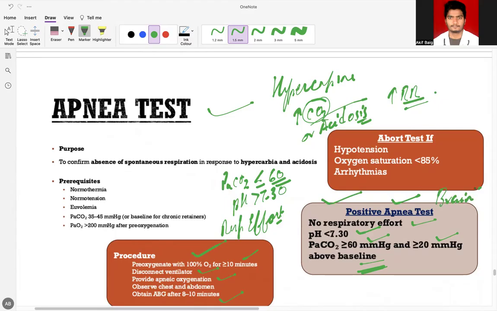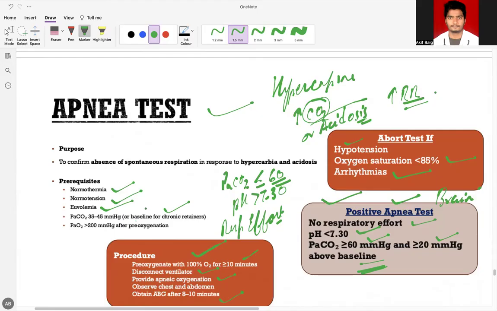This test has to be aborted if there is hypotension, saturation less than 85%, or any arrhythmias. What are the prerequisites? The patient should be normothermic, normotensive, euvolemic, and PaCO2 should be maintained normally at 35 to 45. In some patients, suppose the patient is already a case of COPD, they may have slightly higher values than these. So they are chronic retainers. Whatever the baseline is for him, that has to be maintained.